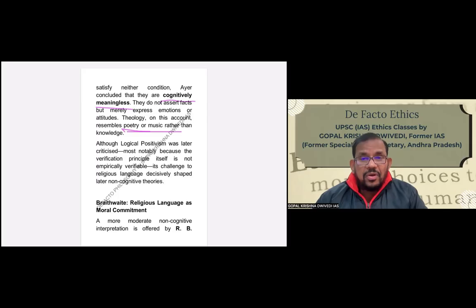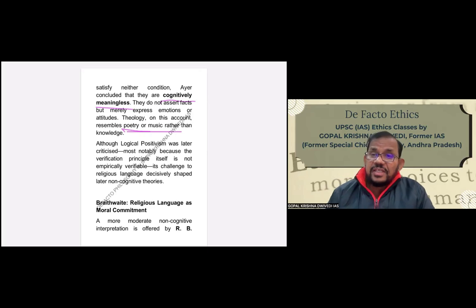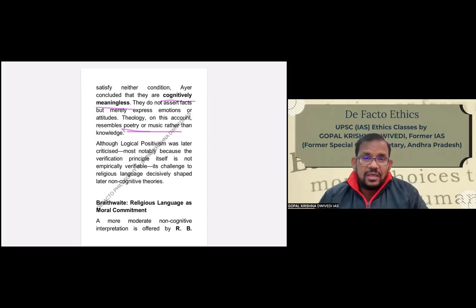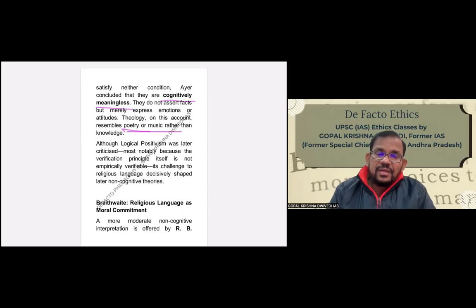But logical positivism was criticized, as you know. A lot of criticism has come against logical positivism, and the most important of those criticisms is that the verification principle which they have given, that is, analytic and synthetic statements are the only ones verifiable or true, is itself not verifiable. So that kind of circular logic, when they apply it to religious language, definitely invites a lot of criticism.